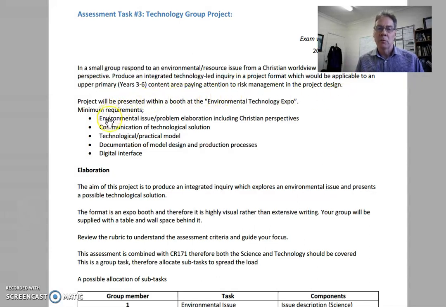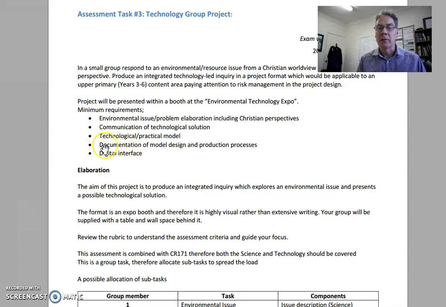So, solution-wise, what we're going to come up with is the science behind it, communication, and the technological solution that will aid in making this problem solvable or sustainable. You're going to talk about that, and then you're going to create a model which either actually does something or represents a real-life model, because it might be too difficult to actually create the actual product.